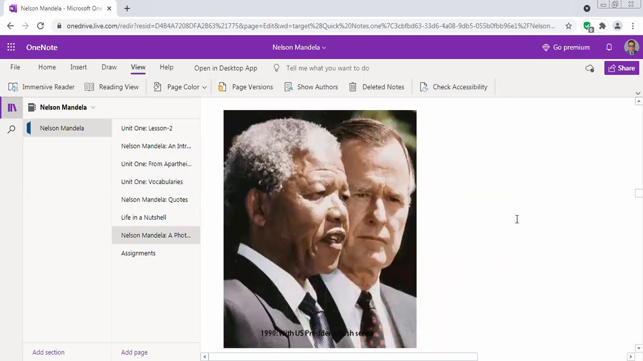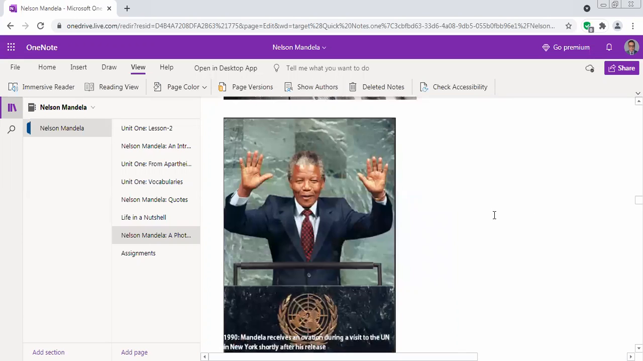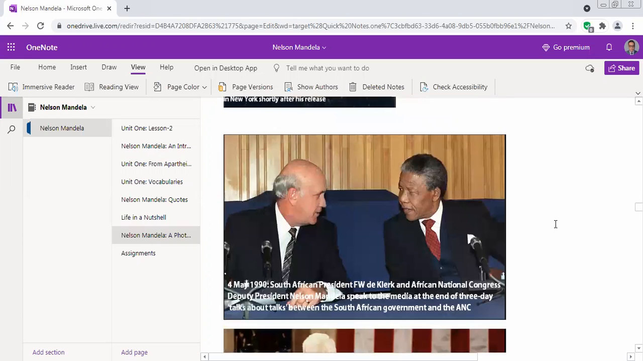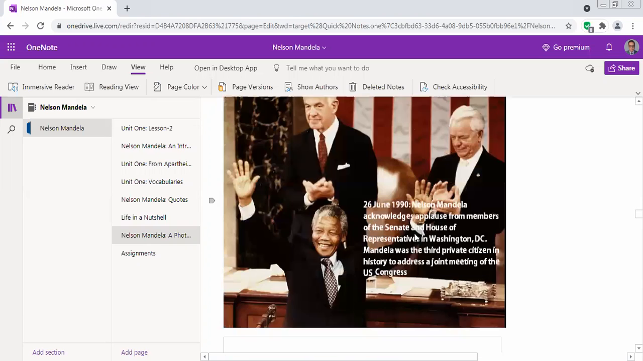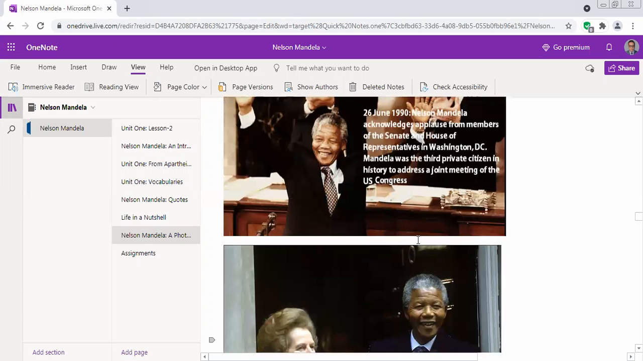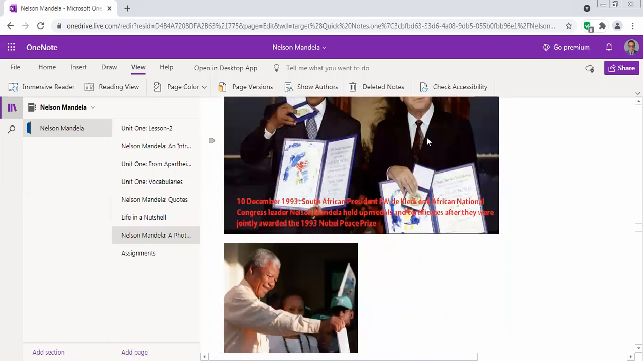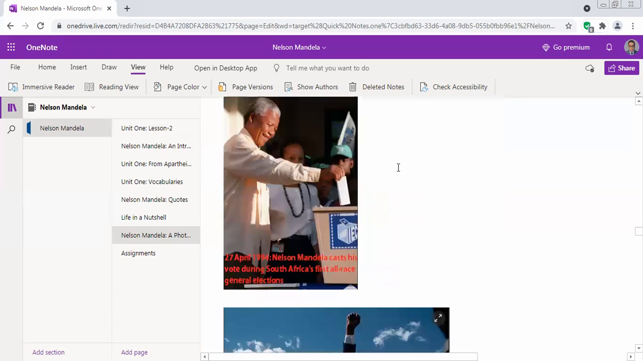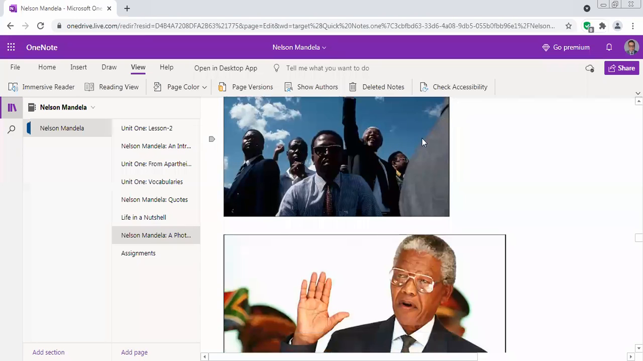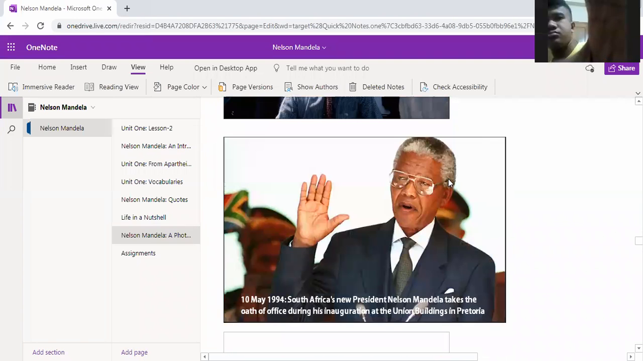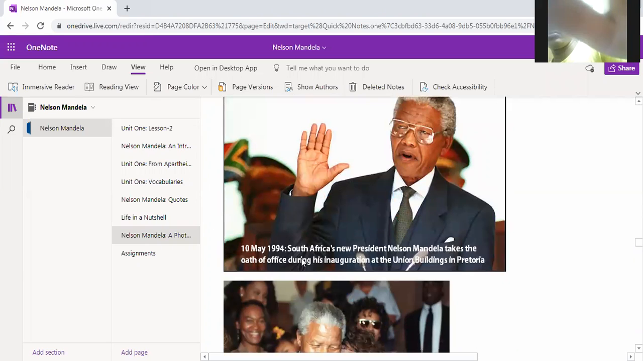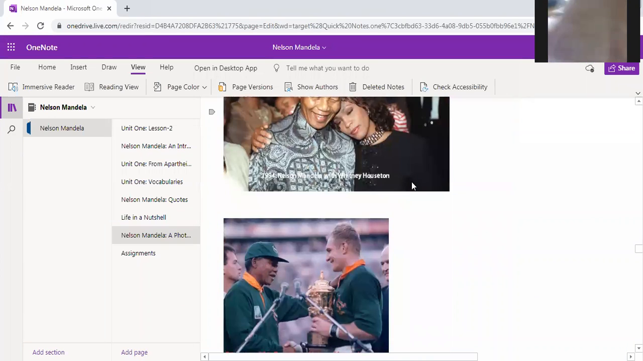After his freedom, he was with George Bush, at the United Nations, with de Klerk, and with other world leaders and Nobel laureates in different places. He is with Margaret Thatcher. He is with de Klerk at the Nobel Prize giving ceremony, and he is proclaimed as president. He became president on 10th May 1994, the first president of South Africa, and this is his story.